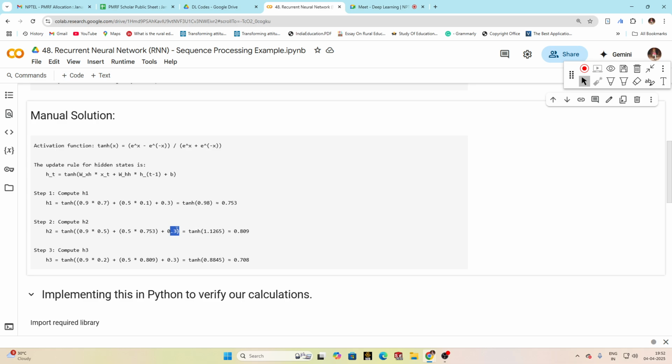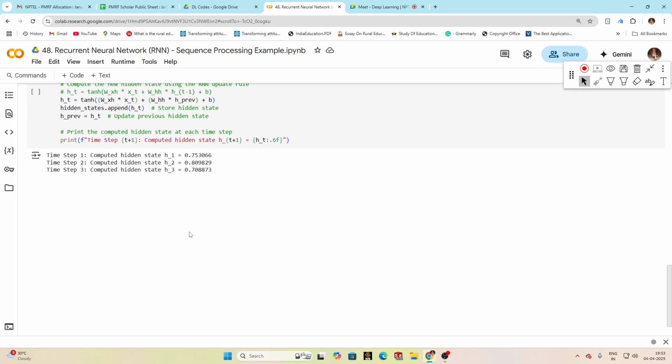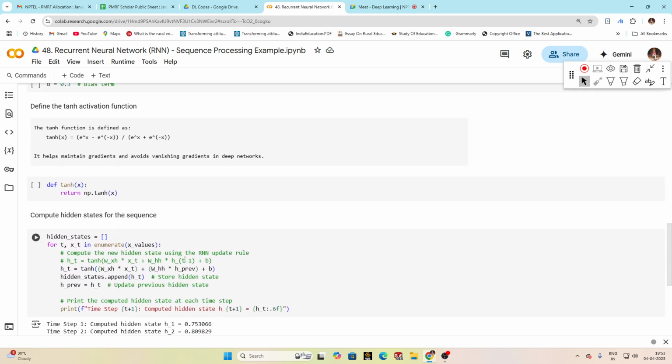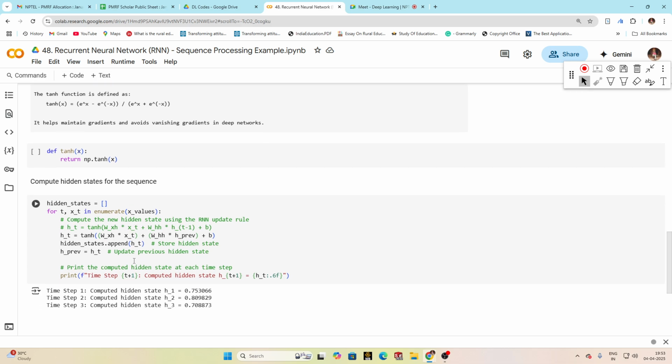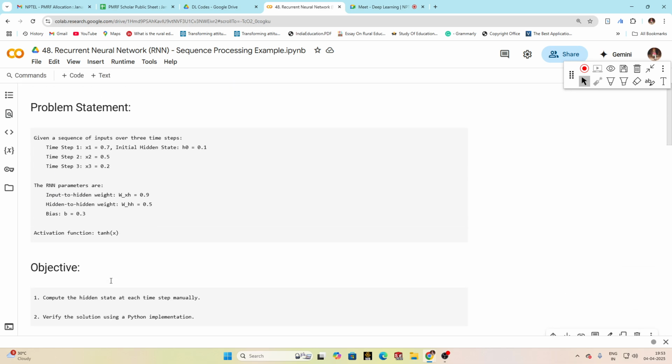And whatever the tanh of it, because tanh x is the activation function, you have to just implement the function, and this will be your h2. Similarly you can calculate h3. I have also tried with Python, and the same answers are coming. I just implemented the formulas in Python and the same thing is coming. So this is one of the problems.